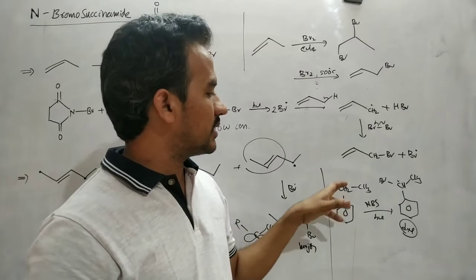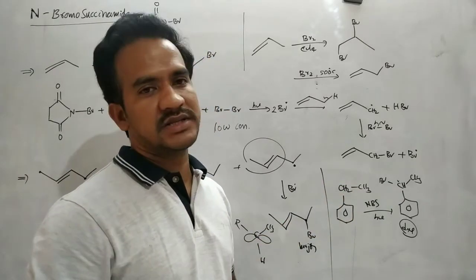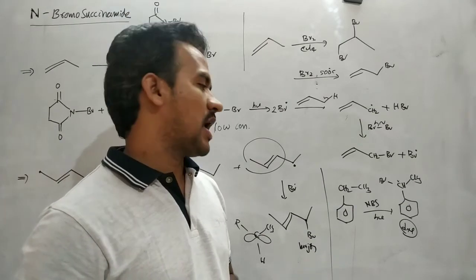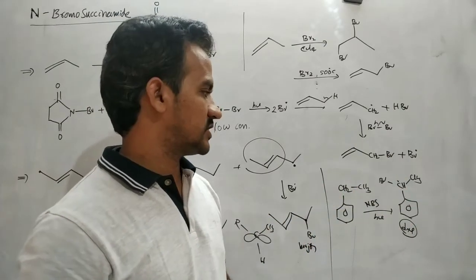This Br radical attacks the benzyl radical either front side or back side. As a result, we get 50% of the dextro and 50% of the levo isomer. So finally we get a racemic mixture.